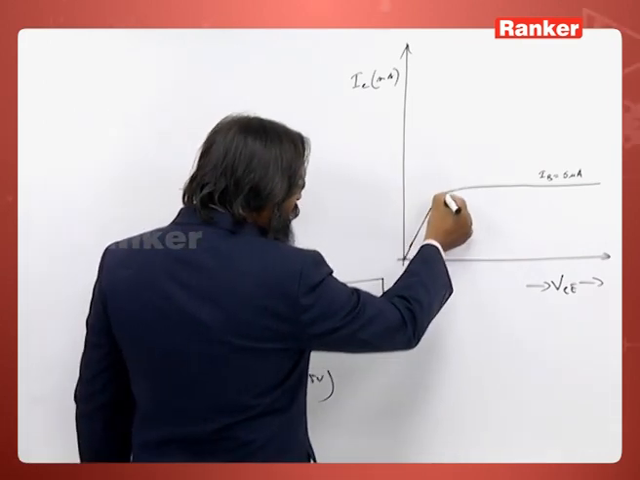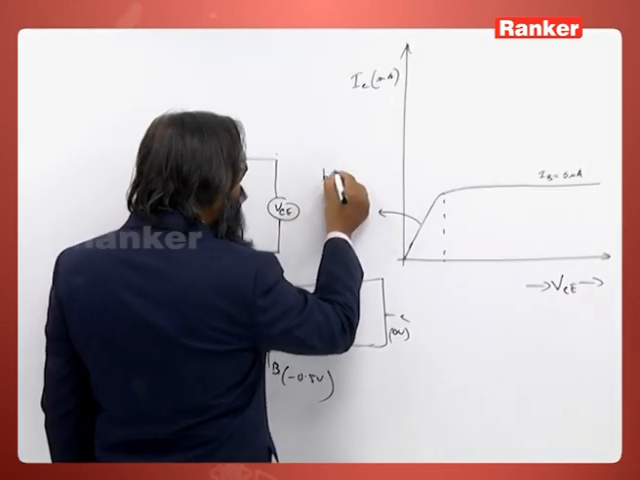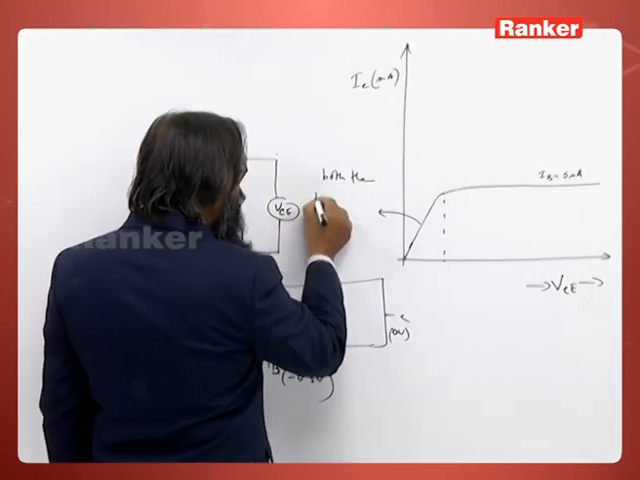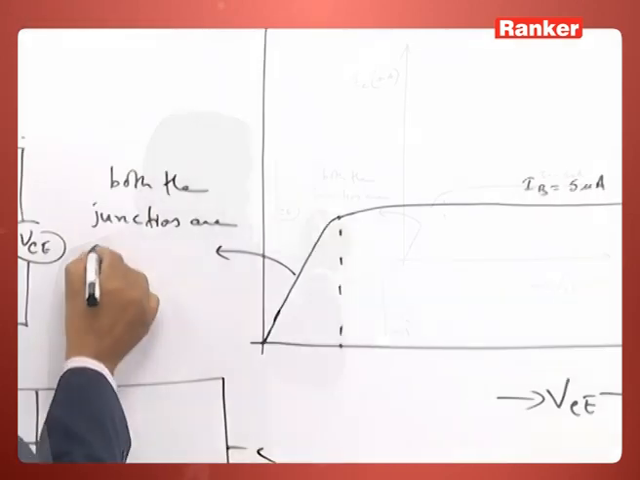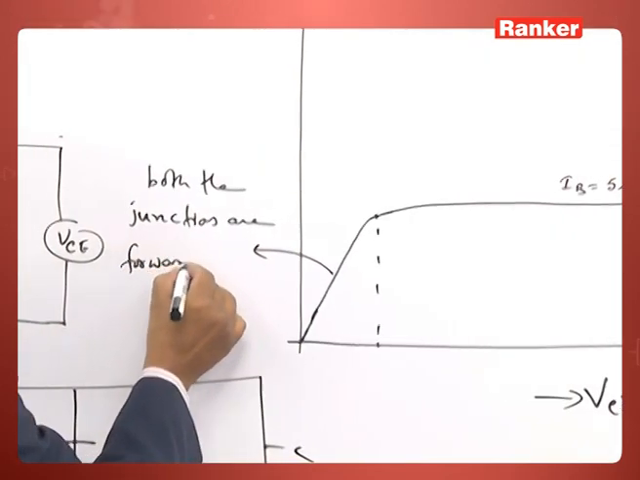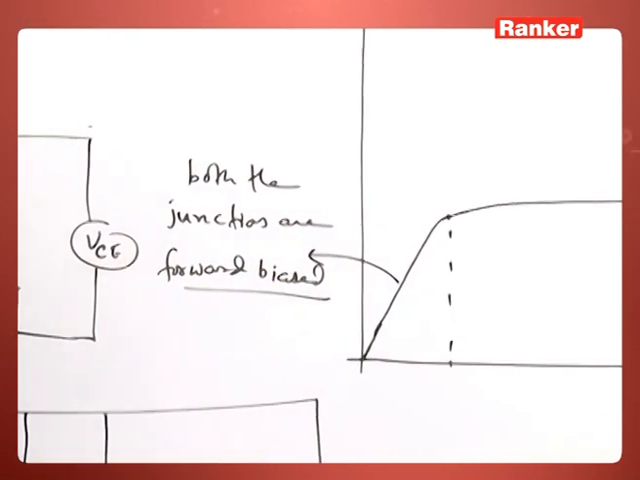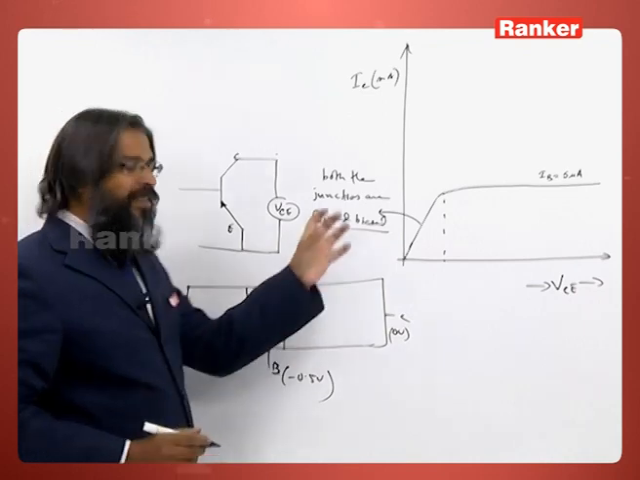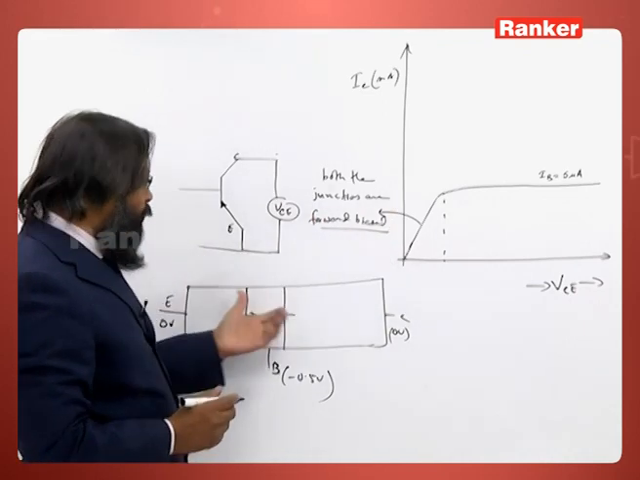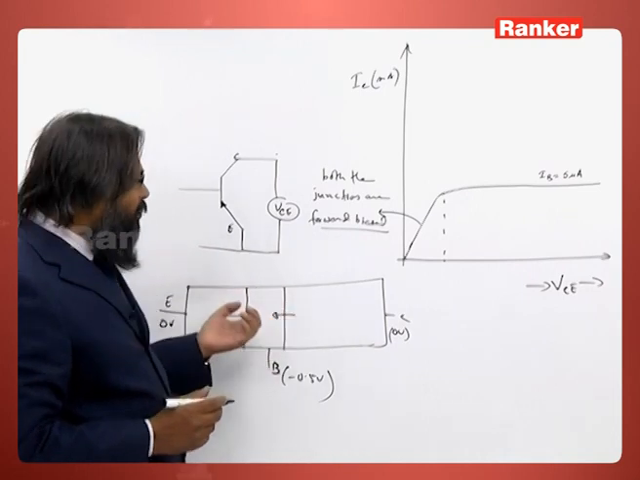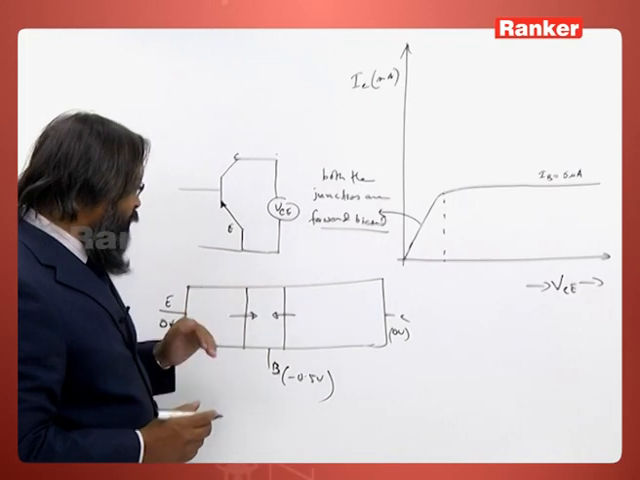Below this region, in this region both the junctions are forward biased. Both the junctions are forward biased. So, the transistor action is not taking place and the current is due to minority charge carriers, but the transistor action is not taking place.